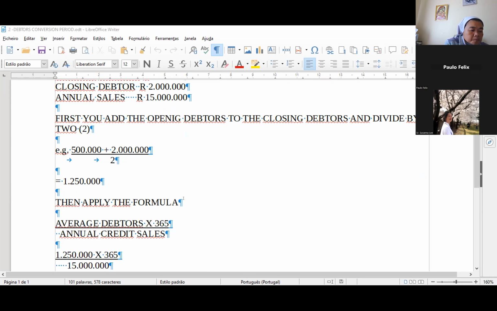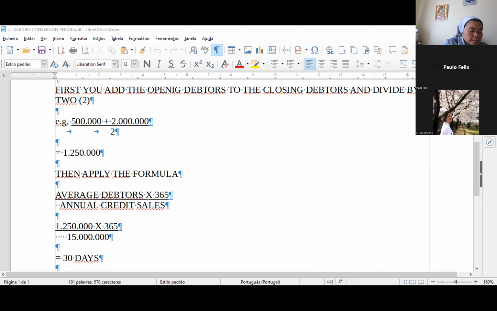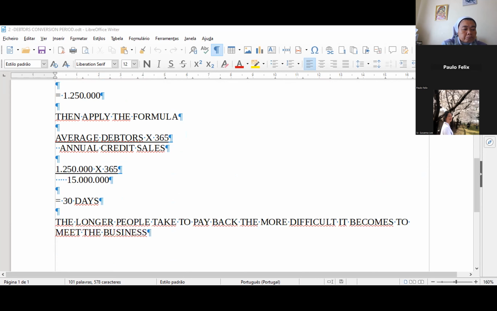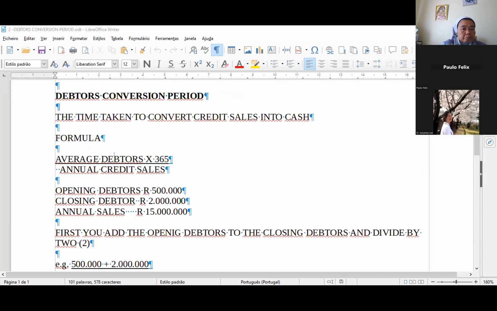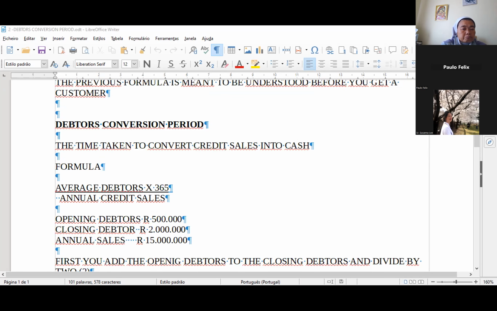Then you apply the formula: the average debtors times 365 days divided by the annual credit sales. So it is 1,250,000 times 365 divided by 15 million. So it comes to 30 days. So it takes 30 days to convert credit sales into cash in relation to debtors.